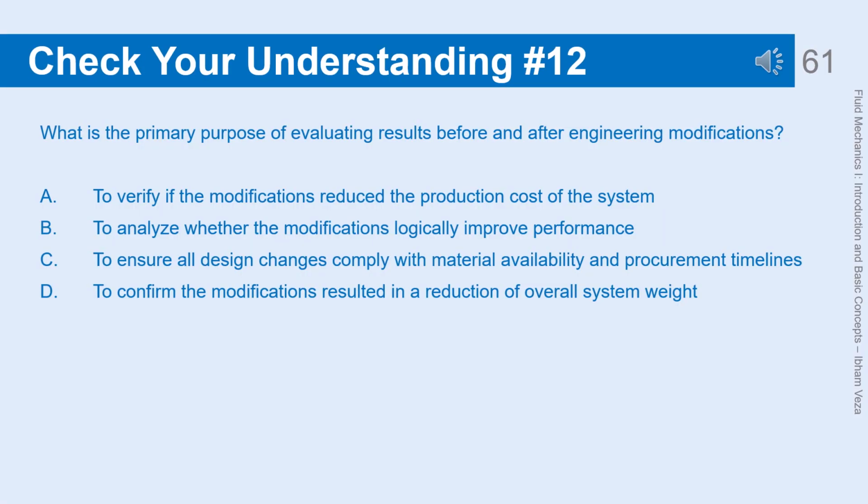Check your understanding number 12. This question emphasizes that the purpose of result evaluation is to ensure that modifications truly improve performance. The focus is not on cost, weight, or administrative aspects. Engineering analysis must always be linked to the physical performance of the system. This question helps build the habit of thinking critically about calculated results. The core idea is to ensure that changes bring real improvement.